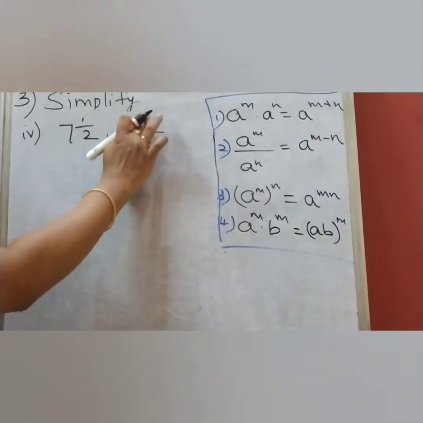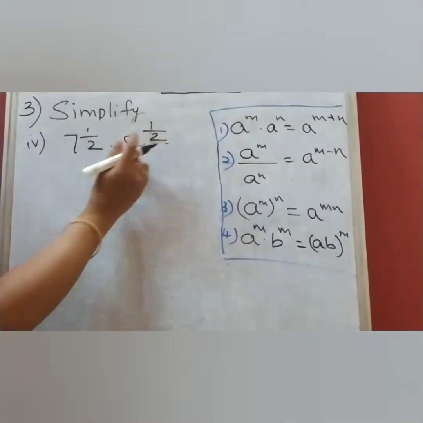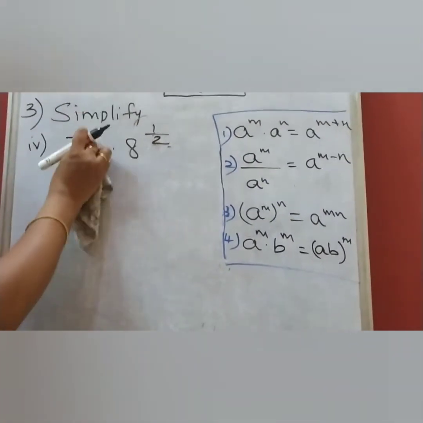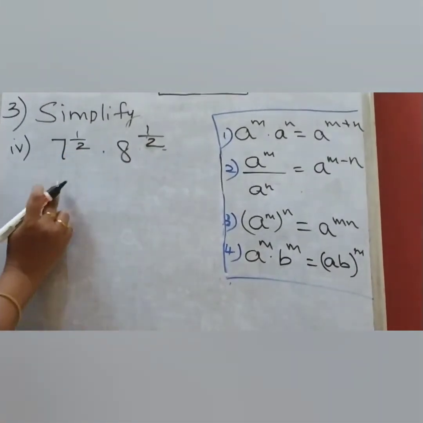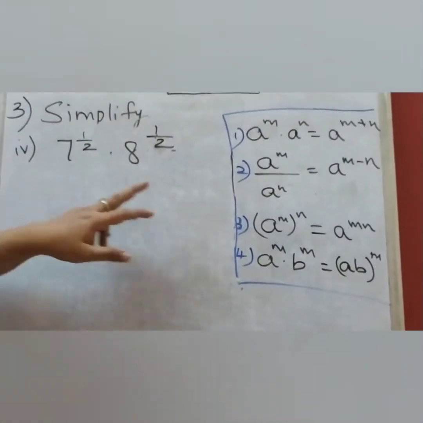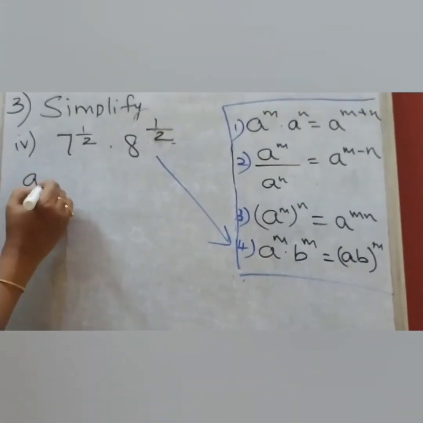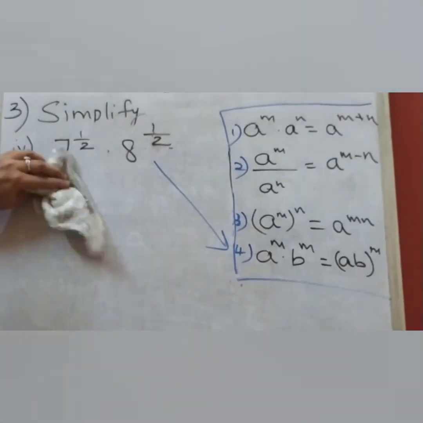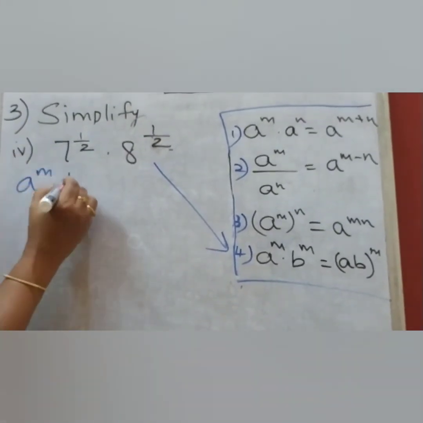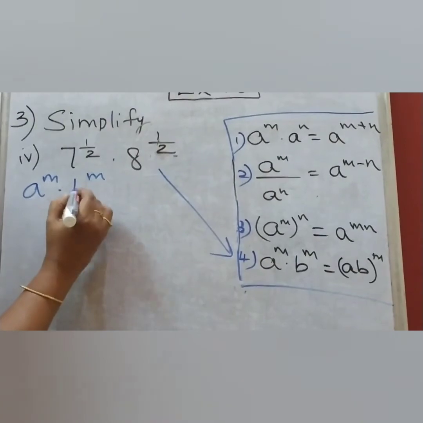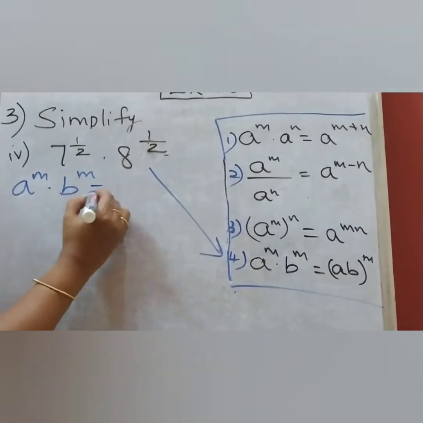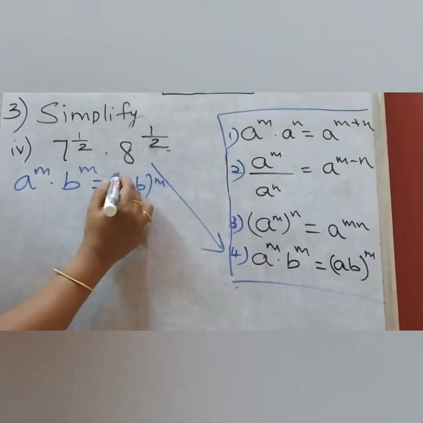Which does it match, children? Which formula does it match with? Which law of exponents does this match with? Just try to match it. Yes, it matches with the fourth formula. So the fourth formula says a power m into b power m. M is the same. Both are the same powers, which is equal to ab power m.